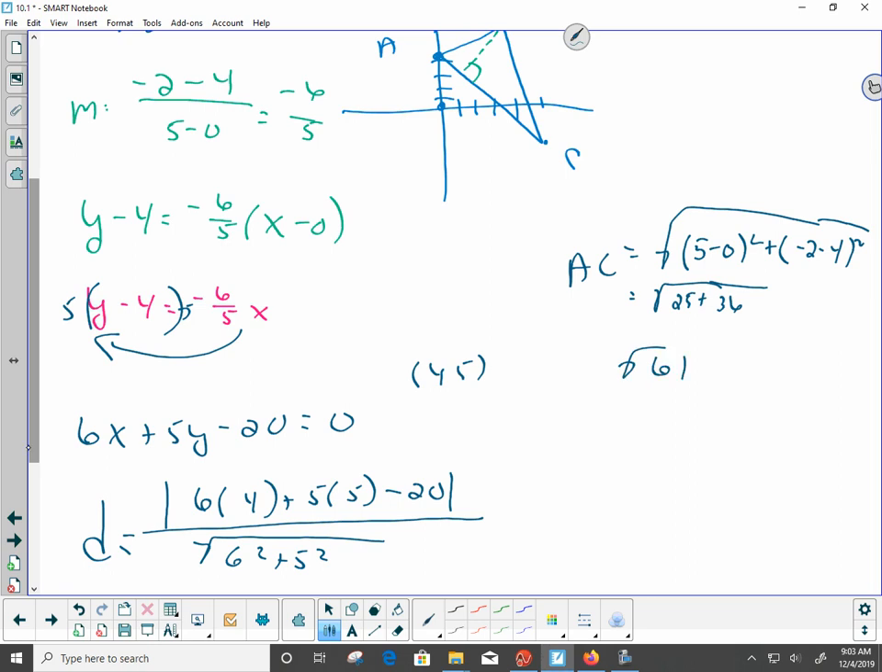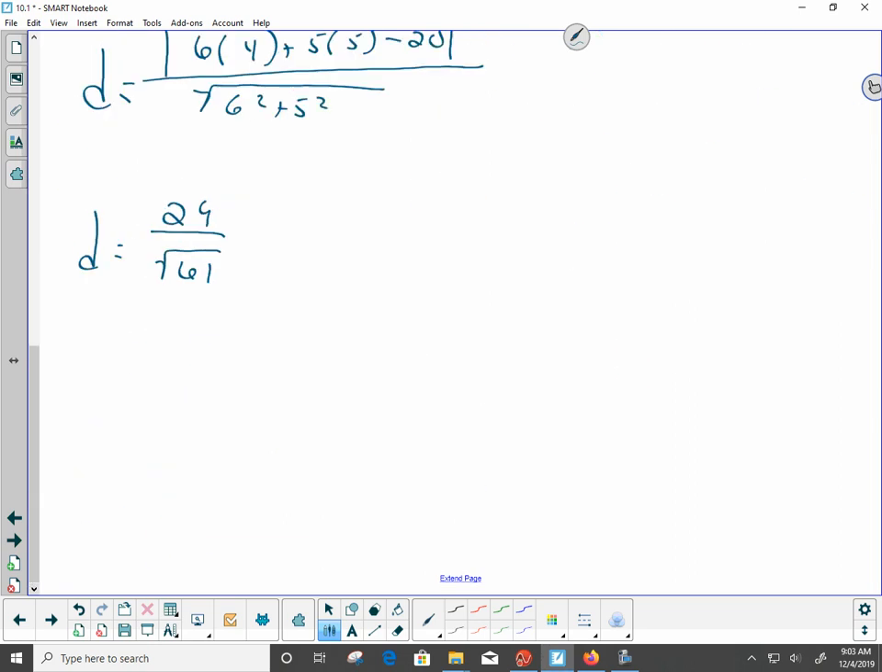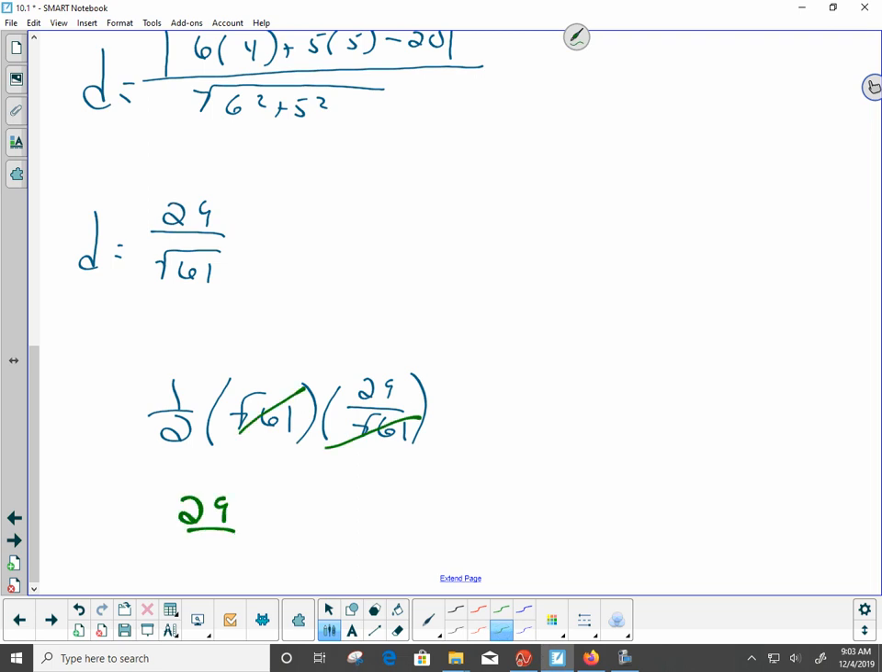So the area of the triangle, 1/2 the base square root of 61 times the height, which is 29 over the square root of 61. These simplify, and I'm left with 29 over 2, or 14.5 square units. Good work, bud.